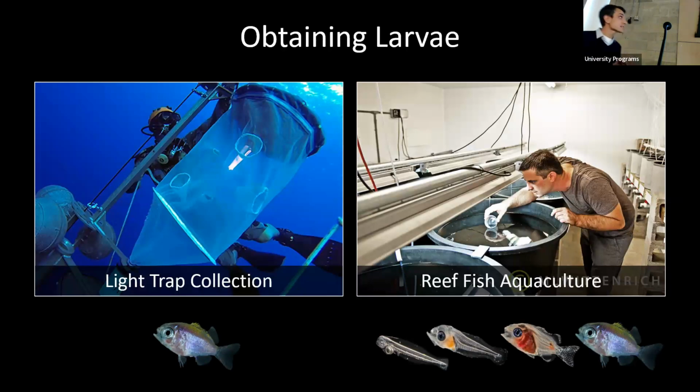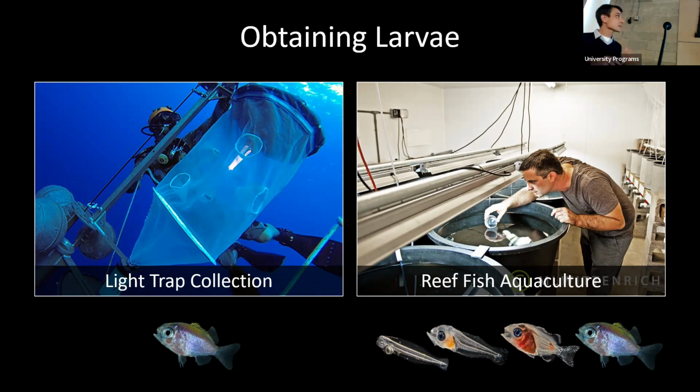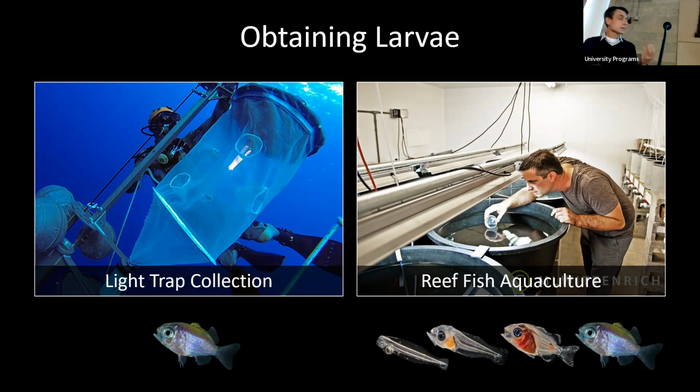Okay, and so previous studies of behavior have relied on collecting late stage larvae in this device here that's called a light trap. This is a mesh cylinder with conical shaped entrances. When you suspend a light in the center of that chamber, the larvae are attracted to that light, kind of like moths to a flame.